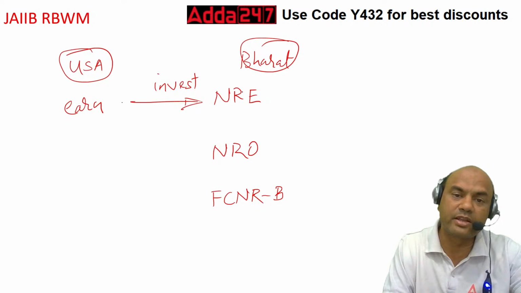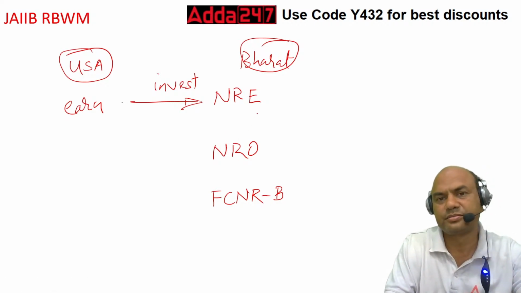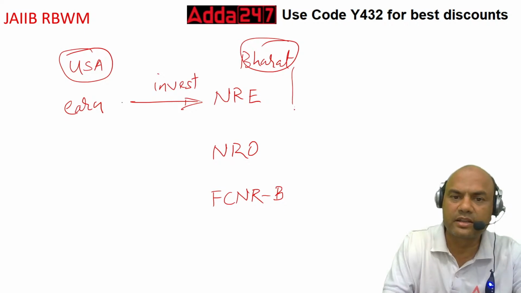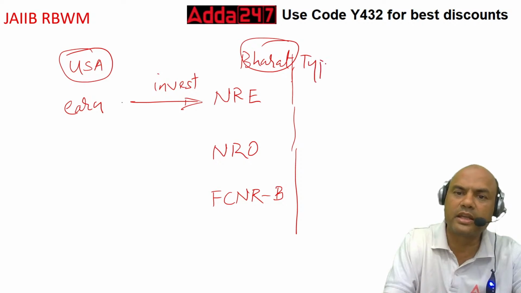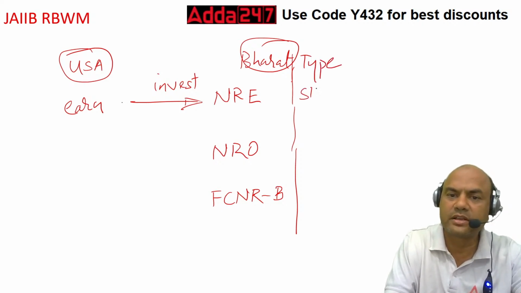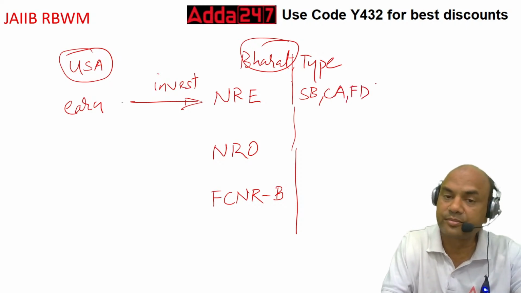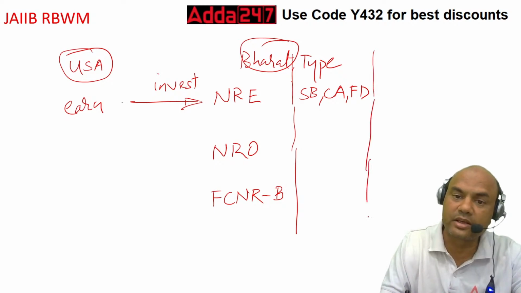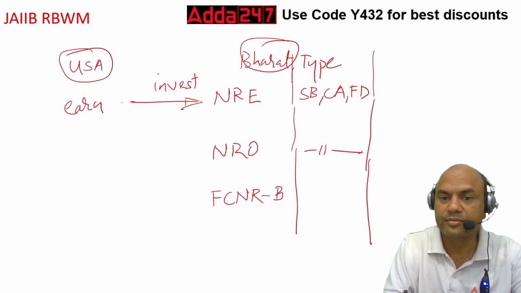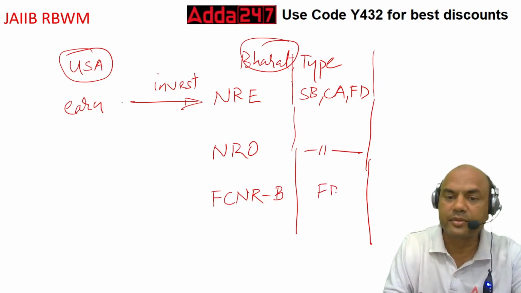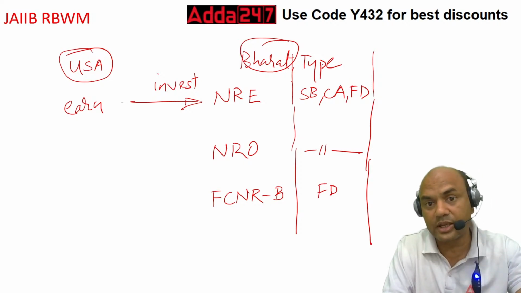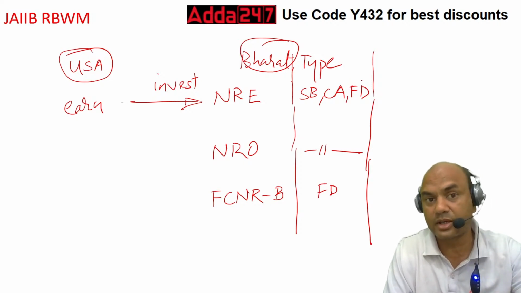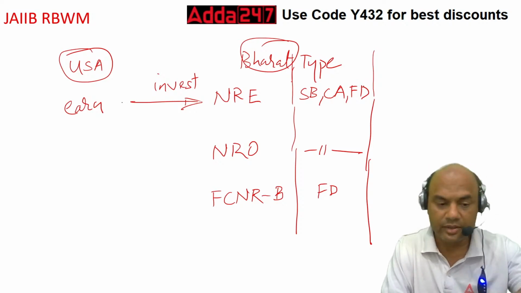So what is the difference between, firstly let's go for NRE, NRO. Okay. Firstly understand this type of accounts. See this type. NRE, NRO can be savings, can be current, can be FD. All of them. NRE, NRO can be saving, current, FD. Same over here. This can be only FD. Kindly understand. Saving, current, FD. Here, many of us don't know that NRE can be current and FD also, but it is allowed.